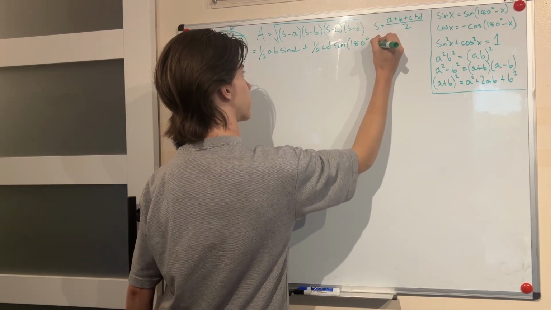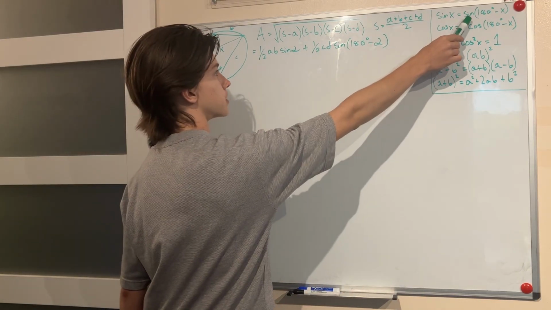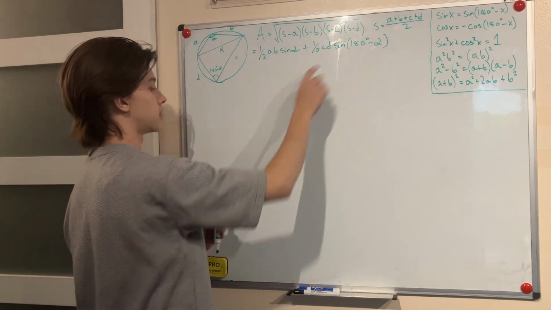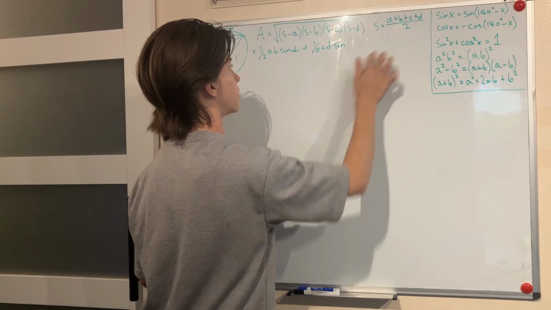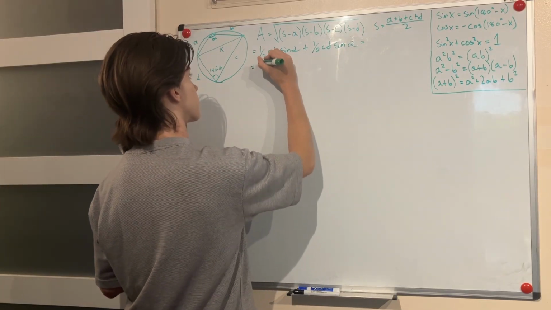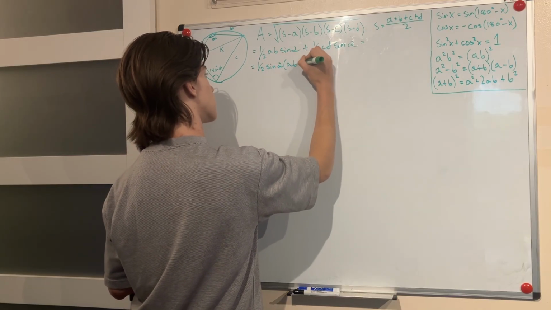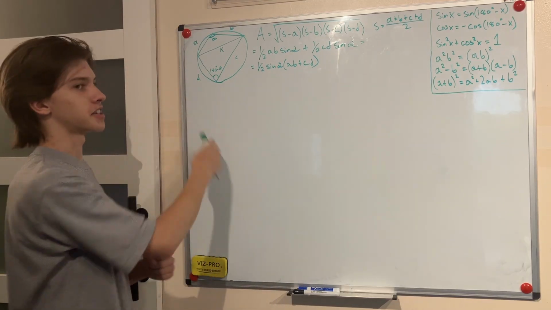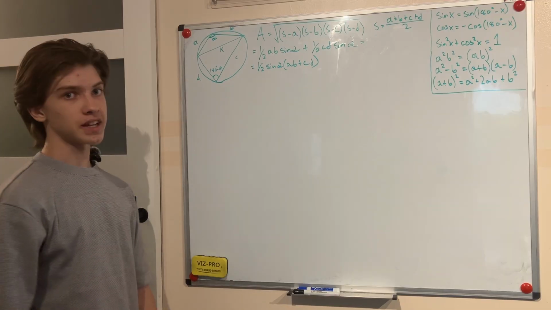And if you look at the list of identities I included here on the right, the sine of any angle is equal to the sine of its supplement. So it actually doesn't matter if we include 180, it's just going to be the same sine of alpha. So we can instantly factor this as well to be 1/2 sine of alpha times AB plus CD. This is actually what makes the whole formula very beautiful, the fact that it's a cyclic quadrilateral and we have these supplementary angles. Okay, so that's done.